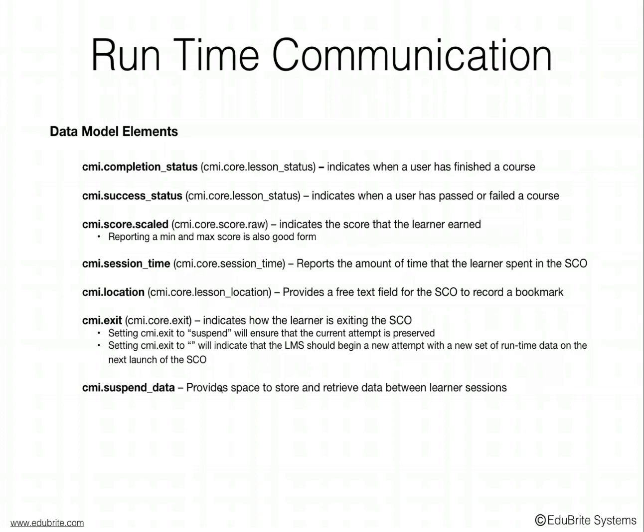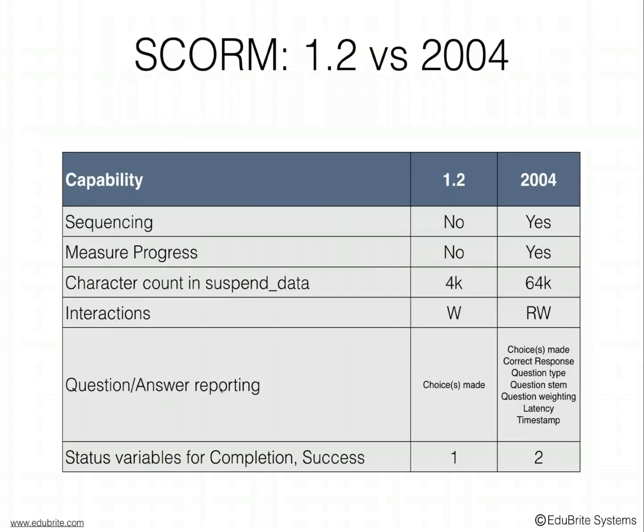And then suspend data provides space to store and retrieve data between learner sessions. It's oftentimes used to store bookmark information as well. So the inevitable question is, what do I use, SCORM 1.2 or 2004? And naturally the answer is, it depends. With sequencing, the specific order flow can be prescribed. So if that's something you need, 2004 is going to be the way to go.